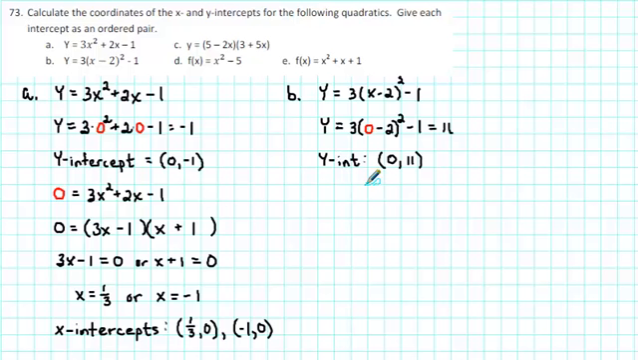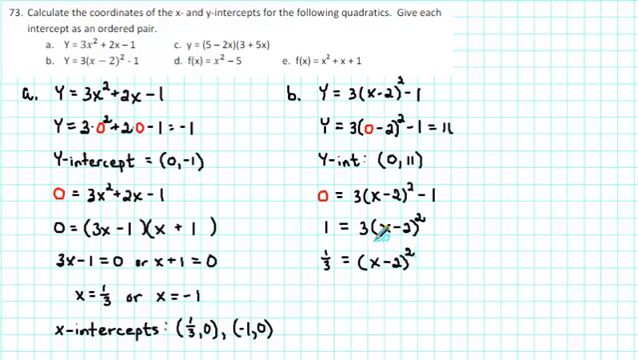To find the x-intercepts, we let y be equal to 0 and then solve for x. First, we add 1 to both sides. That gives us 1 is equal to 3 times the square of x minus 2. Next, we divide both sides by 3. That gives us 1/3 is equal to the square of x minus 2.